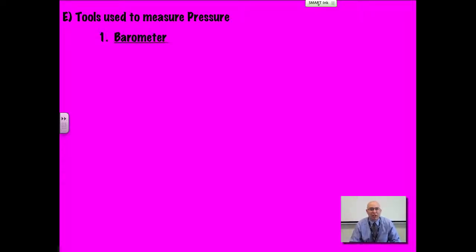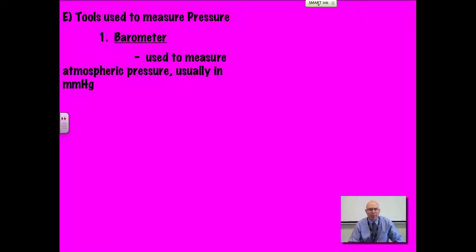So the next thing we're going to take a look at in terms of pressure and gases is tools used to measure pressure. So what do we use to measure pressure? Very commonly used to measure pressure is a barometer. A barometer is used to measure atmospheric pressure, and usually it's in millimeters of mercury.